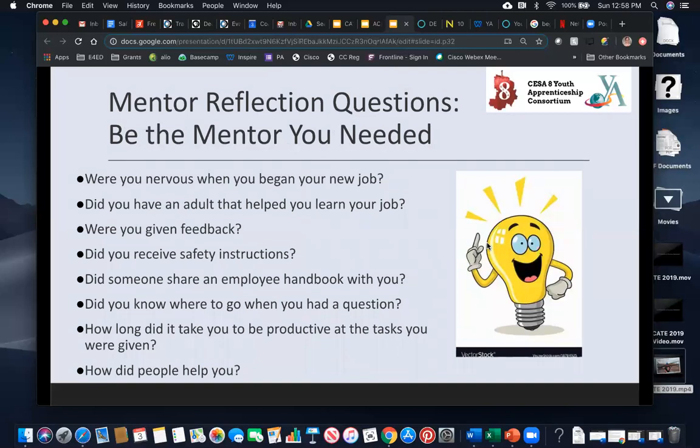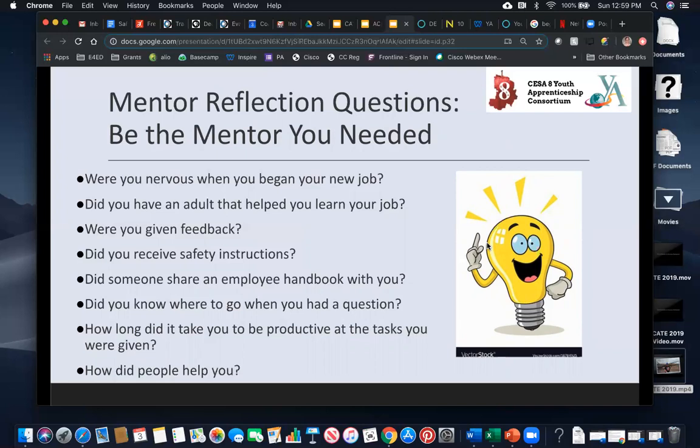So first of all, some things to think about if you've been asked to be a mentor for a youth apprentice. Think back to when you started your job. Were you nervous when you began your new job? Did you have an adult that helped you learn your job? Were you given any feedback as you learned new skills in your job? Did you receive safety instructions? Did someone share an employee handbook with you? Did you know where to go when you had a question?